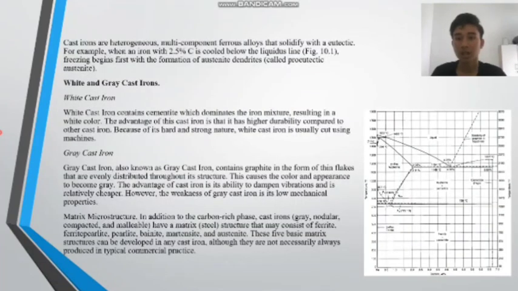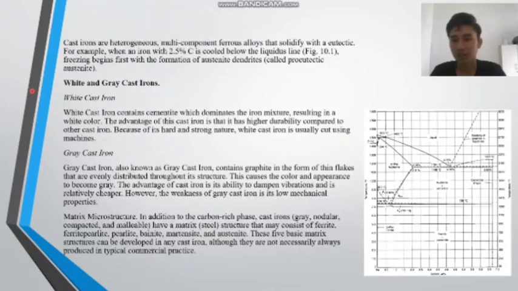Cast irons are heterogeneous, multi-component alloys that solidify with additives. For example, when an iron with 2.5% C is cooled below the liquidus line, picture 10.1, freezing begins first with the formation of austenite dendrites. Next, white and gray cast iron.